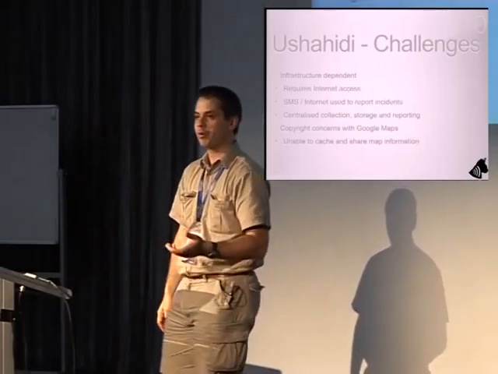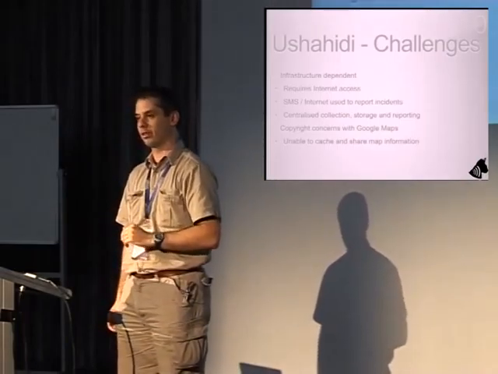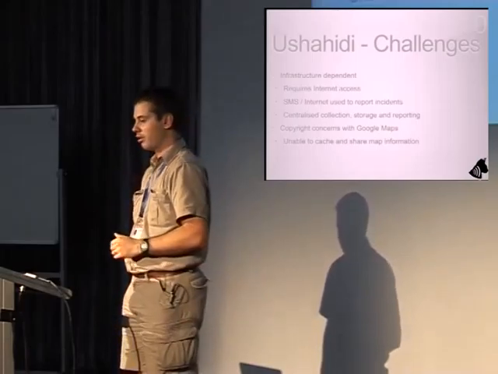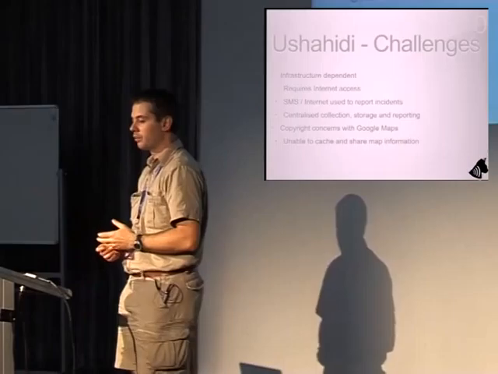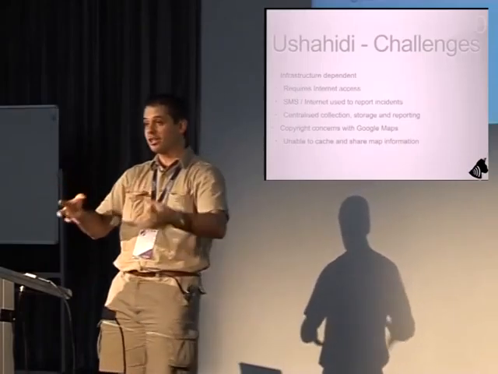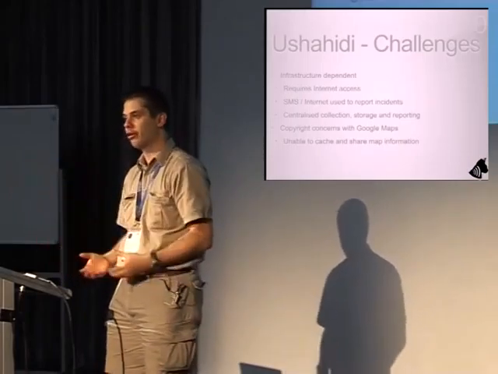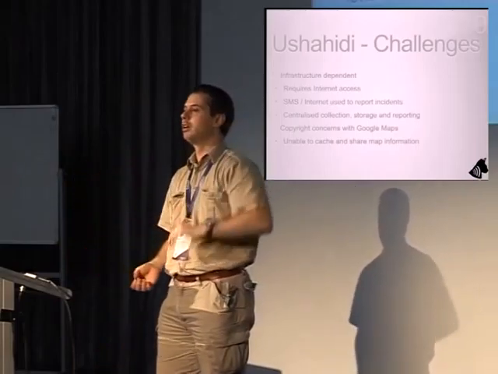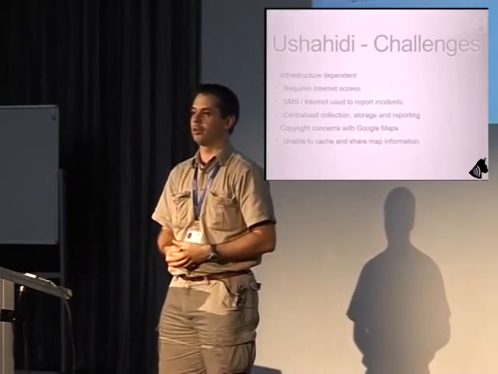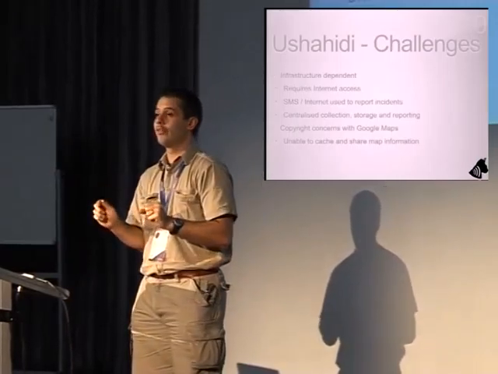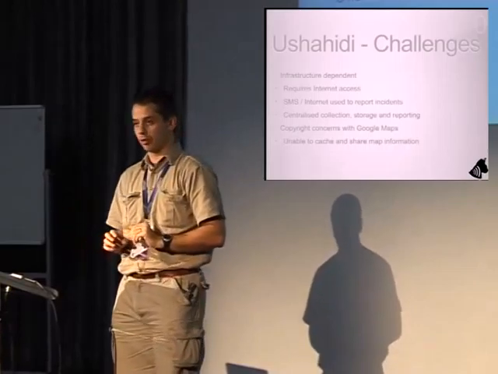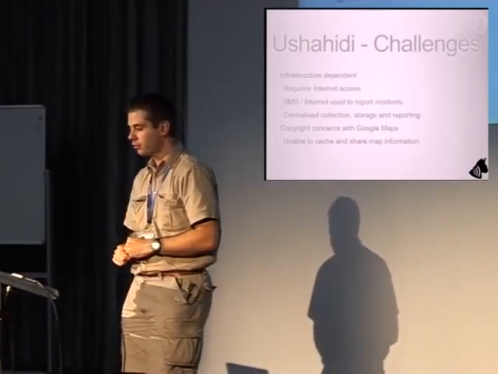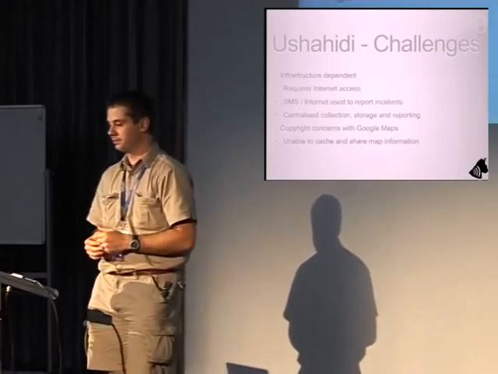The Google Maps copyright, because Ushahidi uses Google Maps for the displays, doesn't allow you to redistribute the data. So you go, well, this is a bit of a nuisance. It also means that you can't cache map data and share it around locally. You're stuck with going right back to the base to get the data. And in many of these situations, to put it another way, an oversupply of bandwidth is not something you would normally associate with the events that Ushahidi is designed to improve. So there is a problem there.